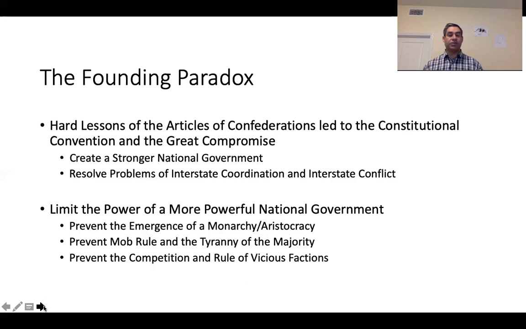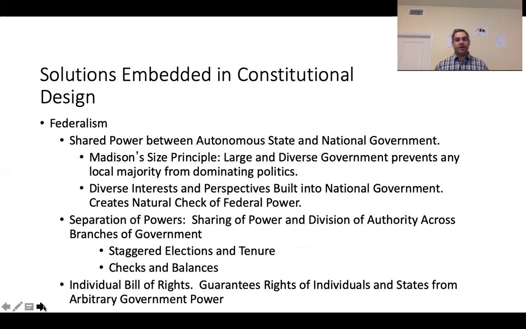How are they going to prevent a tyranny of the minority, prevent monarchy, while they create this stronger government, and how are they going to prevent a tyranny of the majority, a tyranny of mob rule? What they do is they embed these solutions in constitutional design. And the debate, as we'll see, between the Federalists and the Anti-Federalists is going to be largely a debate about views on whether this is likely to work.